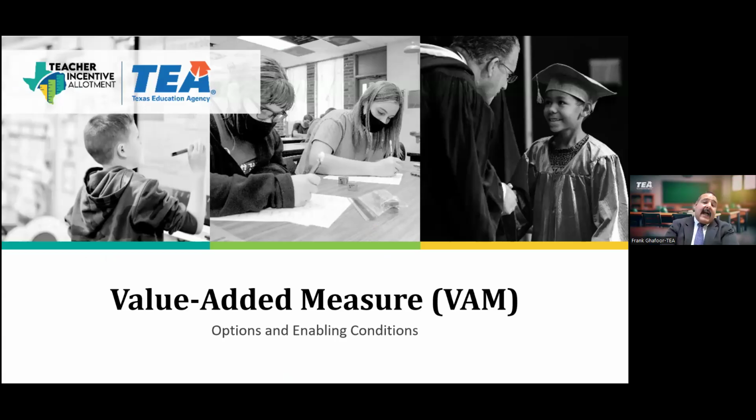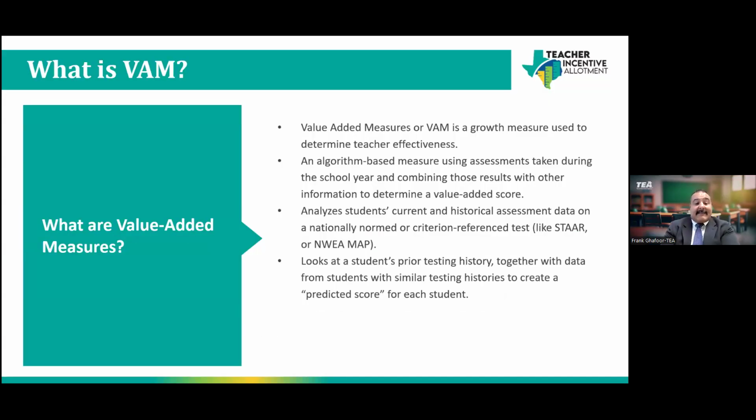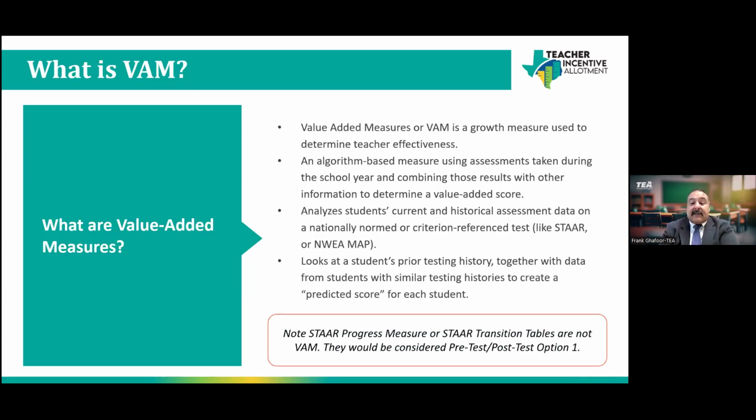All right, we'll talk a little bit now about our second student growth measure option, and that is VAM, or value-added measures. It is a growth measure first and foremost, and it can be used to measure teacher effectiveness for TIA. It is also an algorithm-based measure that uses assessments taken during the school year, and those results are then combined with other information to determine that value-added score. It analyzes students' current and historical assessment data on nationally normed or criterion-referenced tests like STAR and MAP. It also looks at the students' prior testing history together with students with similar testing histories to create a predicted score for each student.